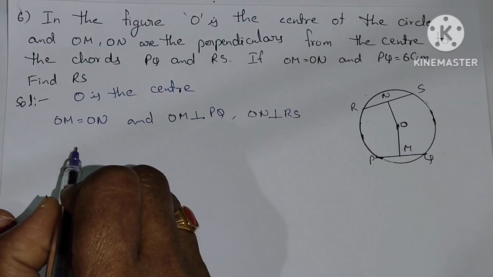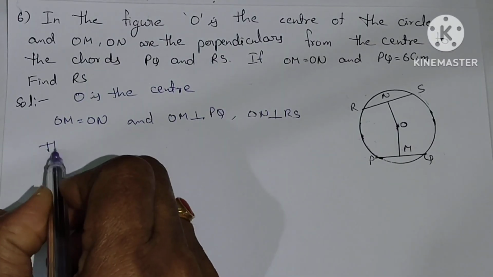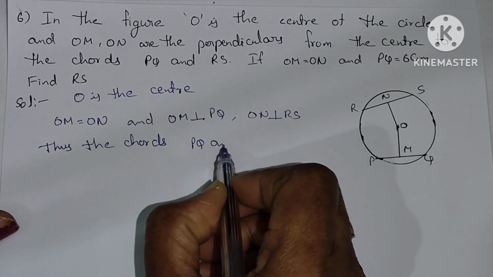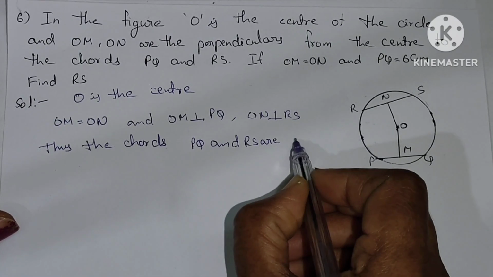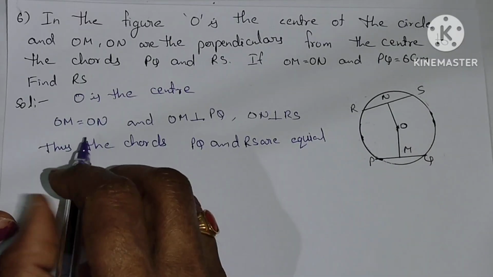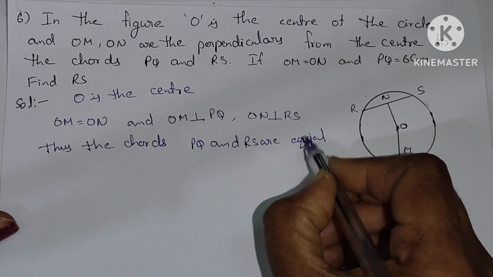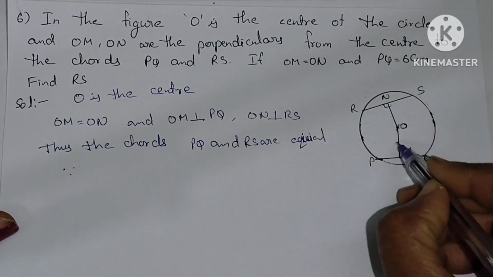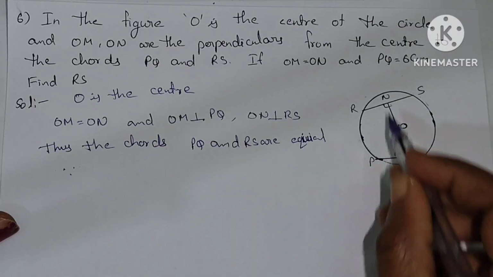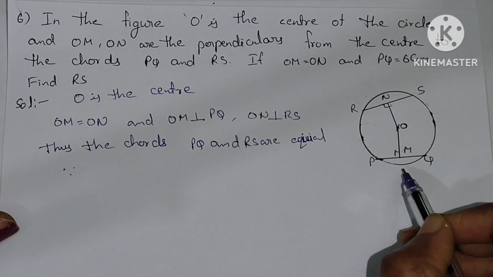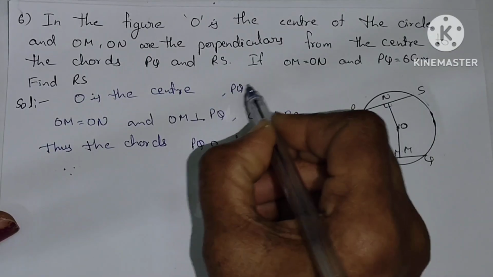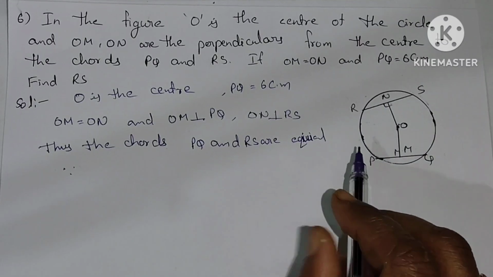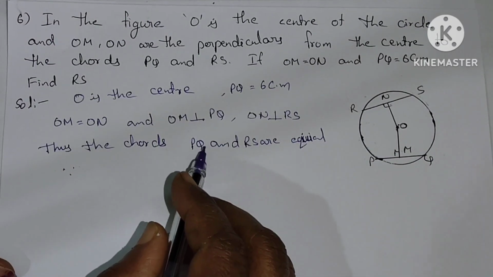So now the chords PQ and RS are equal. These two are equal because the distances OM and ON are equal. So the chord lengths PQ and RS are also equal. Here PQ equal to, given, 6 centimeters. Here it is asking RS.